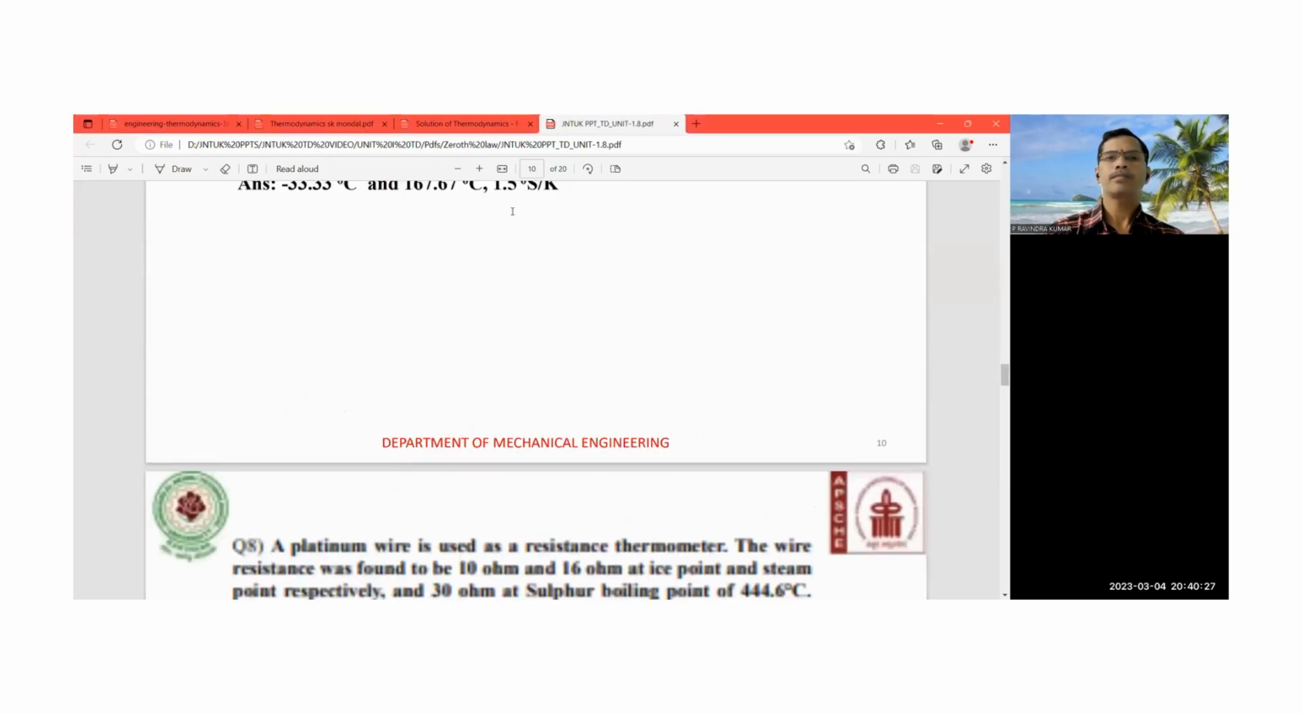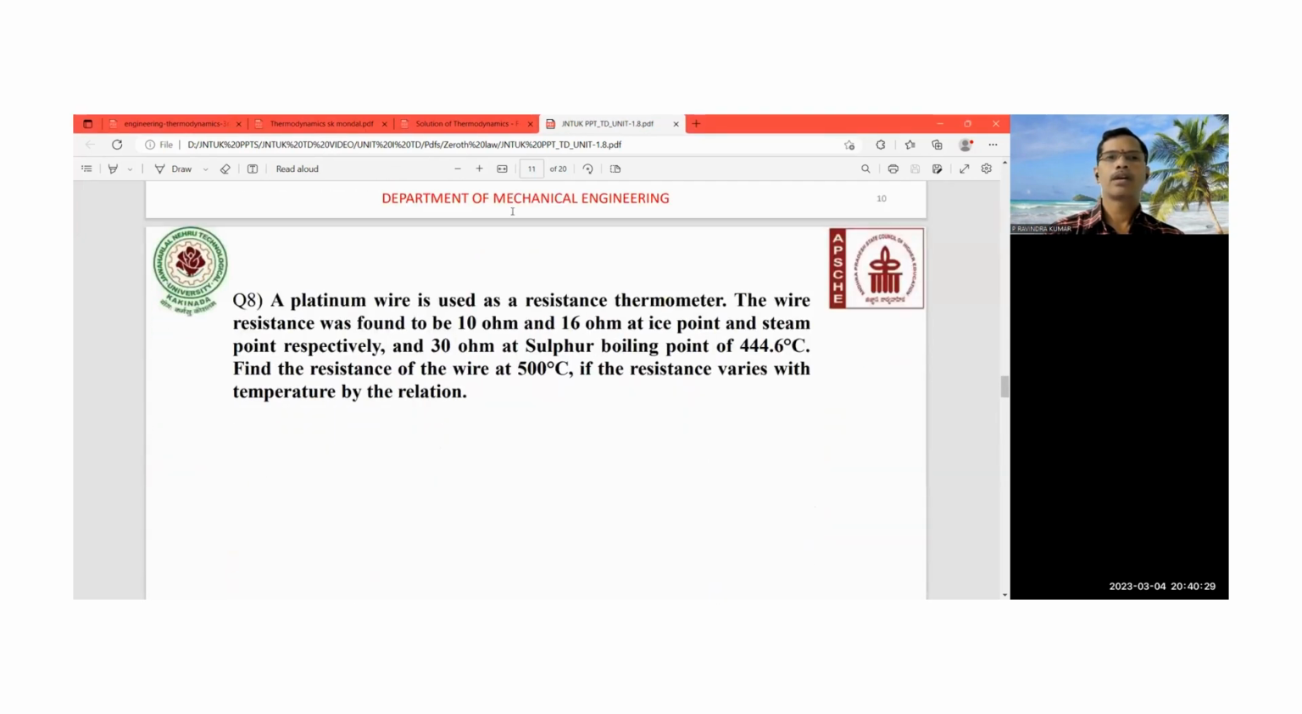Next, there is another that is a platinum resistance wire. The platinum resistance wire is used as a resistance thermometer. Now observe that the wire resistance was found to be 10 ohm and 16 ohm at ice and steam point respectively, and 30 ohm at sulfur boiling point.